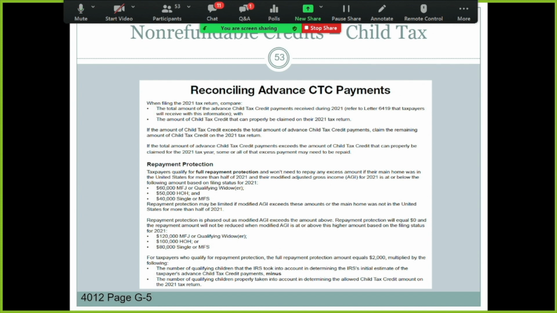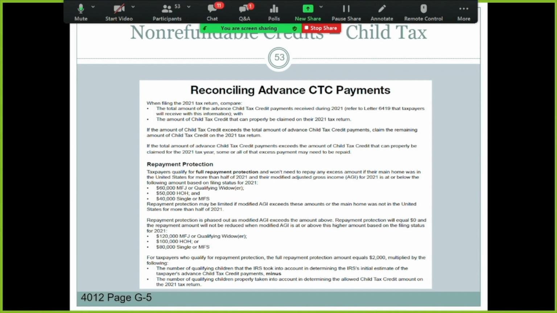And we don't know how this is going to be entered on the actual tax return yet until we actually go live. If the amount of the child tax credit exceeds the amount of the advanced child tax credit payments, claim the remaining amount of child tax credit on the 2021 tax return. And hopefully the software will, once we know how to input it or what it's going to look like on the tax return.